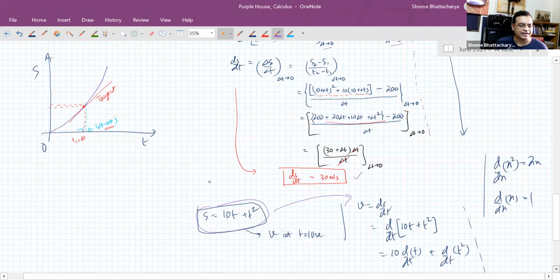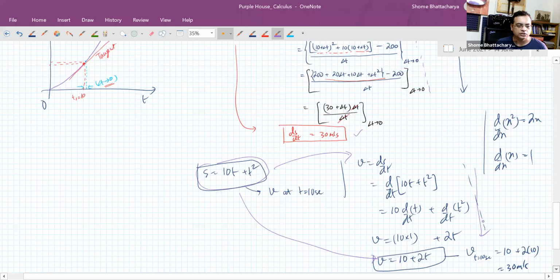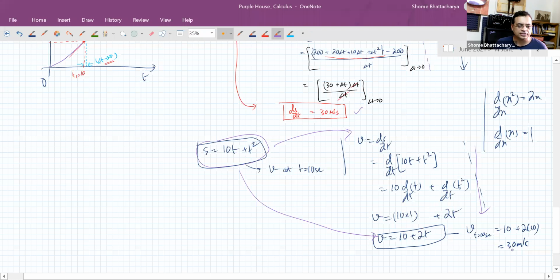So the moment we know that S is like this, we know that that corresponds to V like this, because differentiation is giving us this. So the velocity at any moment will be 10 plus 2t. So if that moment is 10 seconds, the velocity at that moment will become 10 plus 2 into 10. So it will become 30 meters per second. That's it. That's how simple it makes it for us, right?